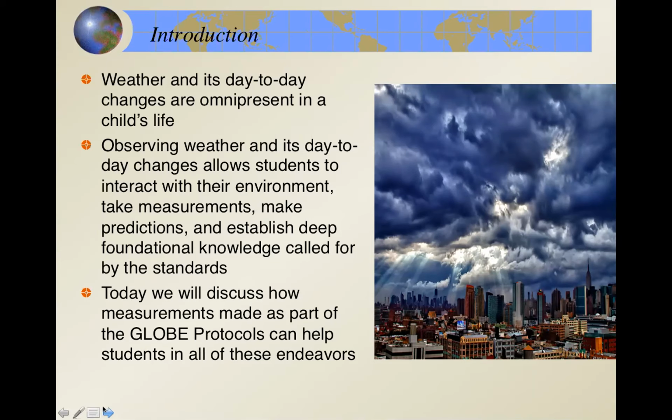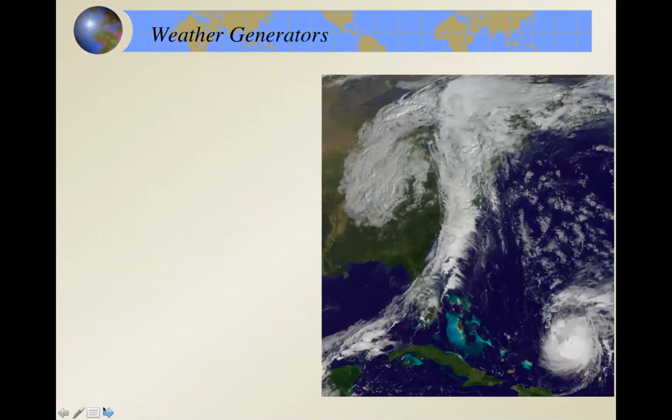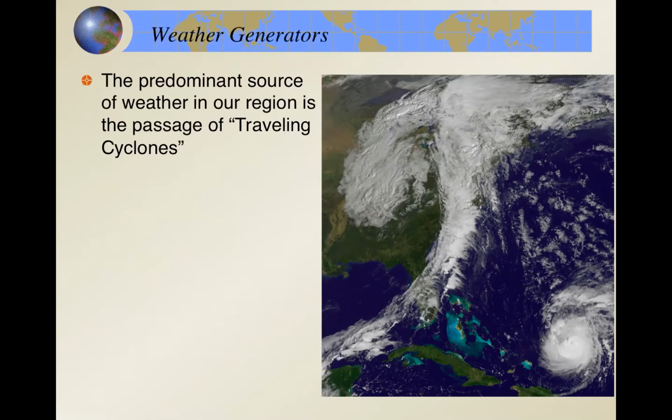And to start, we're going to have to recognize what generates weather in our region. For every place north of Florida and north of Texas and Arizona, the principal weather generator for our area is what we call traveling cyclones. And cyclones are low pressure centers around which air starts to move. These things are massive. They encompass entire half continents in this case.